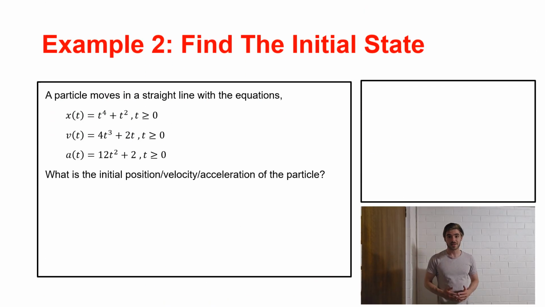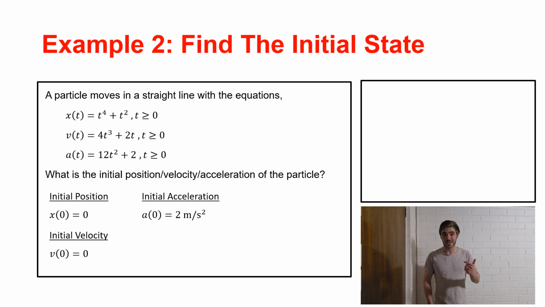Sometimes you'll be asked to find the initial state of your scenario. This could be the initial position, velocity, or acceleration, or even all three. In any case, finding the initial value of something just means subbing in t equals 0, since that's where time equals 0. It's the initial state of your scenario. If we do that for all the equations, we're going to find that the initial position and velocity are 0, and the initial acceleration is going to be 2 meters per second squared.